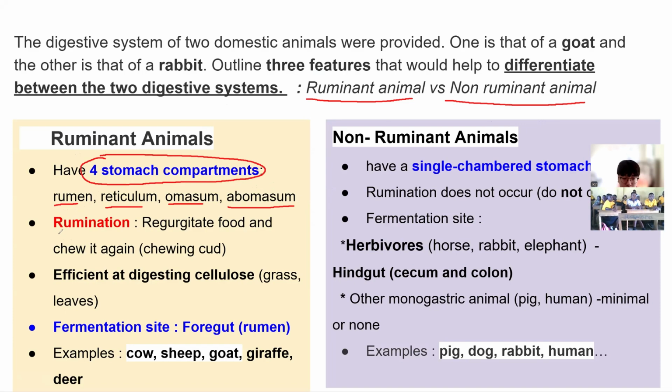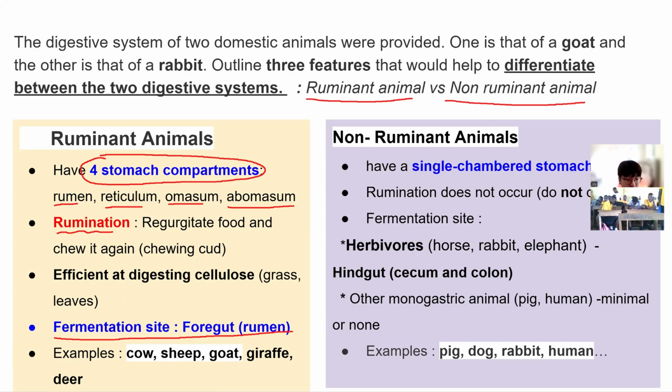And they do a process called rumination, which is regurgitating food, like vomiting out food, and then chewing it again. So they're very efficient at digesting cellulose, and the rumen is the fermentation site. These ruminant animals include cow, sheep, goat, giraffe, and deer.